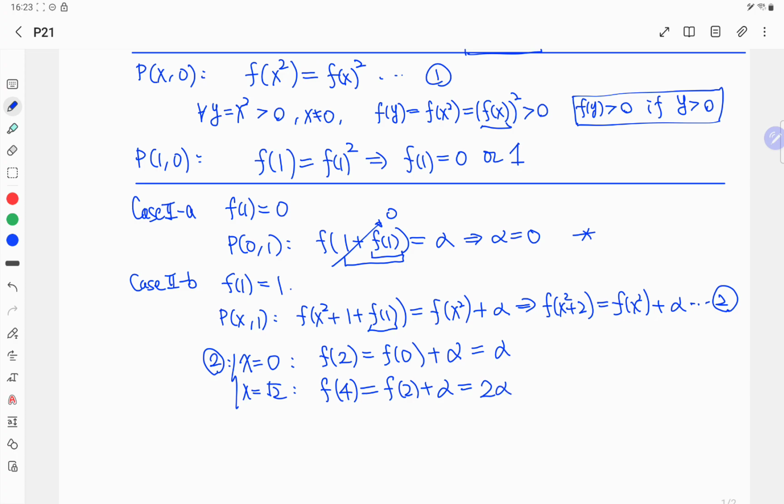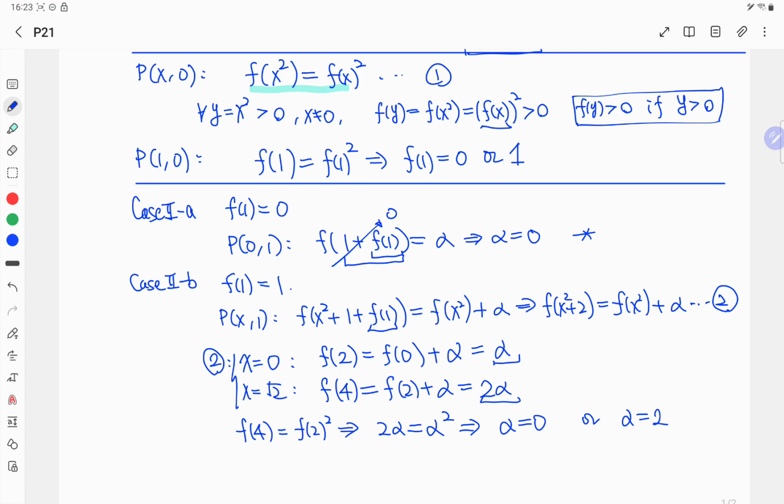Okay, also we try to make use of equation 1, and substituting x by 2, so we have f of 4 equals f of 2 quantity squared. So substituting f of 4 to be 2 alpha and f of 2 to be alpha, we have 2 alpha equals alpha squared. Okay, so it implies that alpha to be 0 or alpha to be 2.